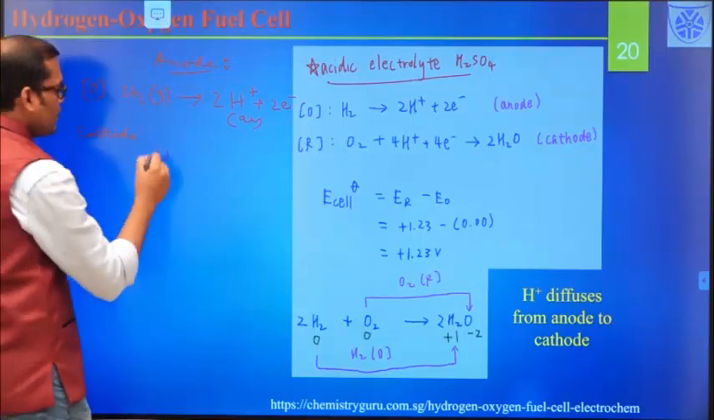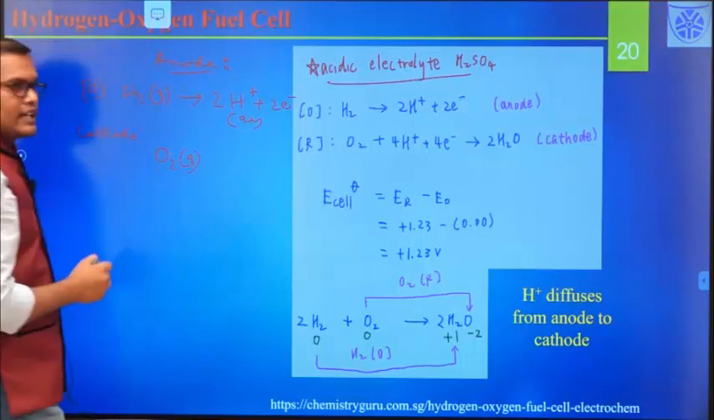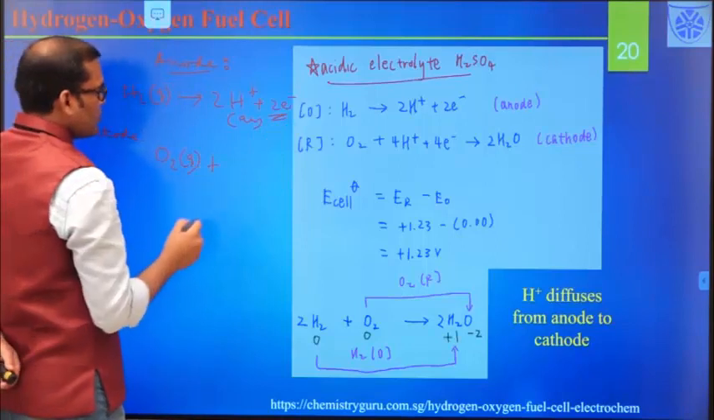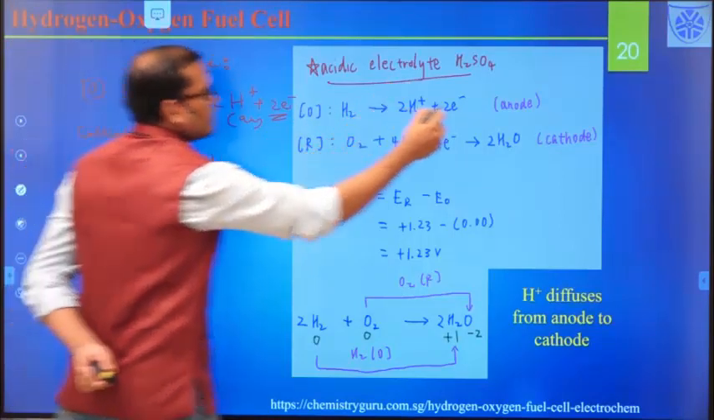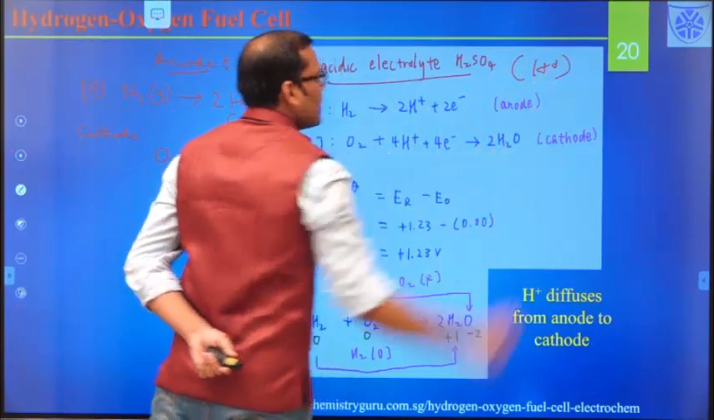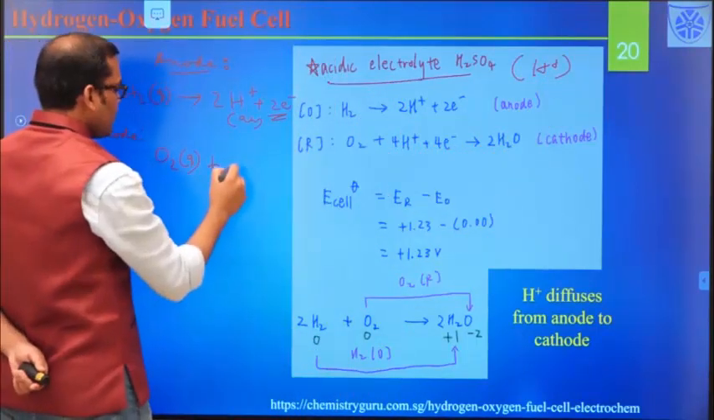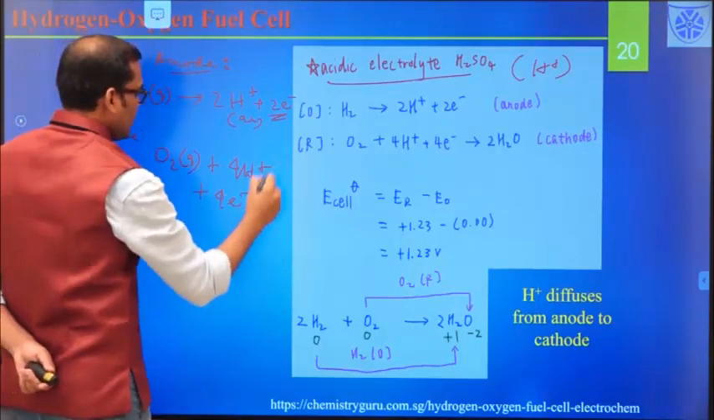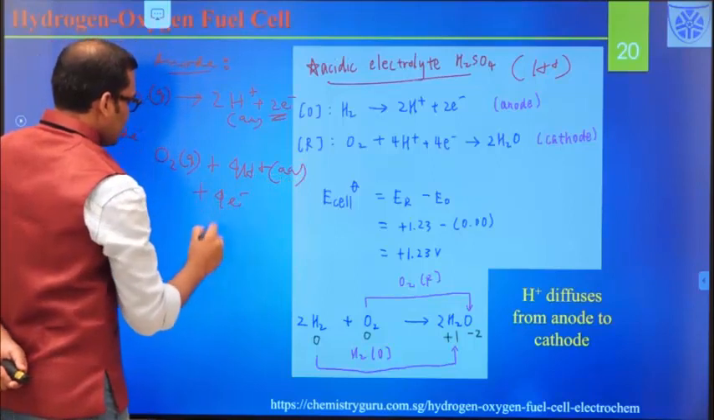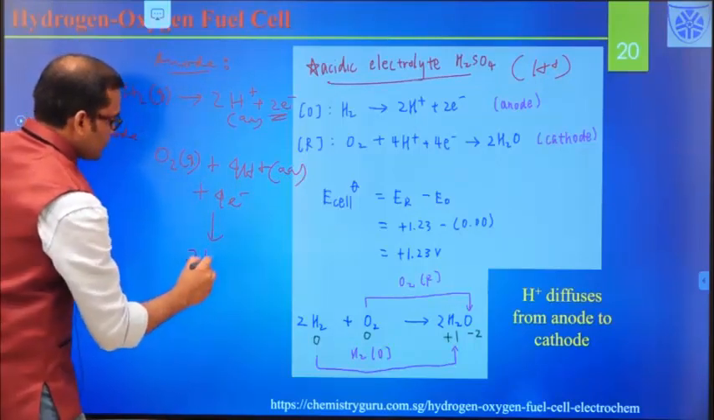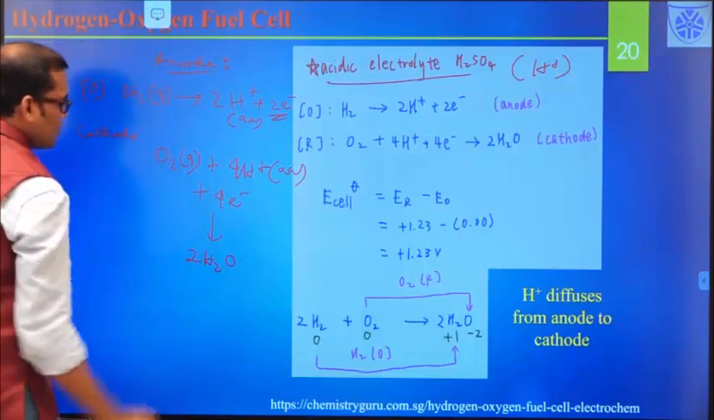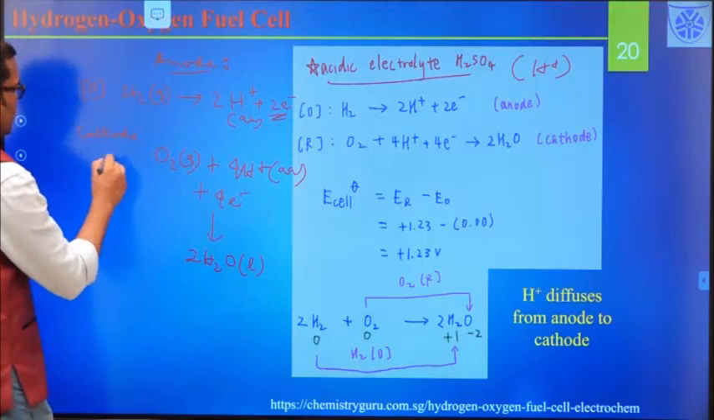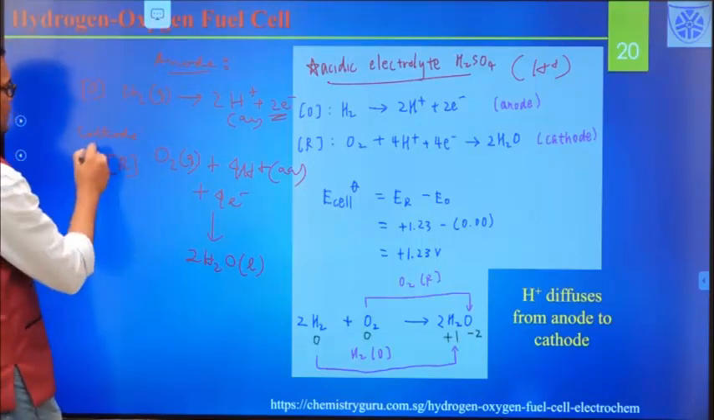So at the cathode you are purging oxygen gas, so that is going to be reduced by taking these electrons, right? And you are also using H2SO4, so you can represent H+ as the charge carrier. So O2 + 4H+ + 4e-, in aqueous, will be giving 2H2O. So that is in liquid, right? Now this is the reduction process, which is occurring at the cathode.